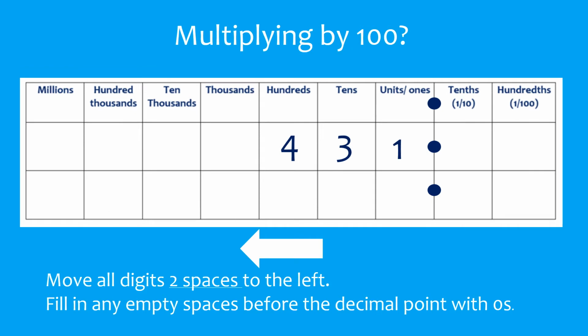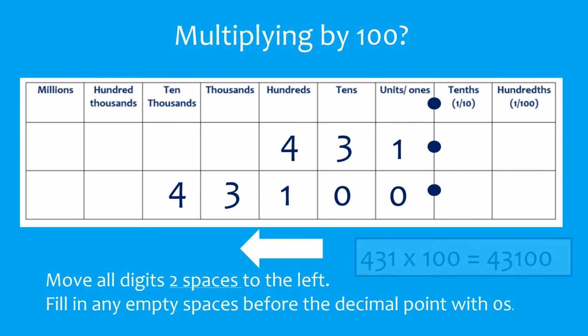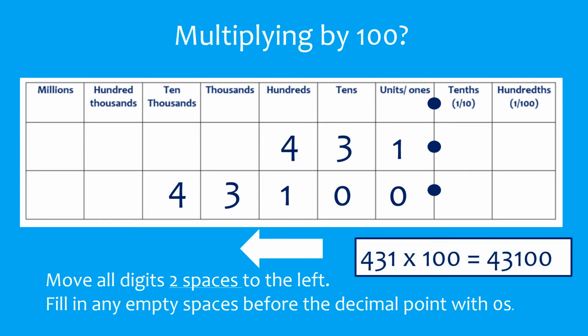So if we're multiplying the same number by 100, this time we're moving all digits 2 spaces to the left. So we're going to move hundreds into the 10,000s column and tens into the thousands column. And this time we've got to fill in 2 extra zeros. So this answer will be 43,100.